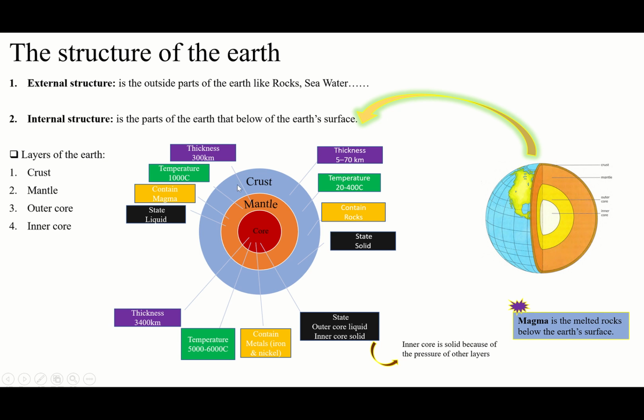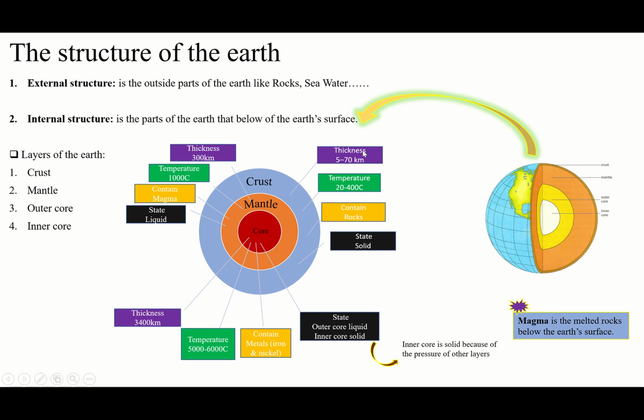So let's see what are the differences between them. They have some differences. For example, their thickness is different, their temperature is different, and what do they contain? They contain different materials, and also their state is different. Which state are they? We have three main states, right? Solid, liquid, gas, right? So let's see what are their states. In each part I have written here, for example, for crust, all of the characteristics of the properties of the crust here, and of the mantle here, the core is here, as you see. So let's see the differences.